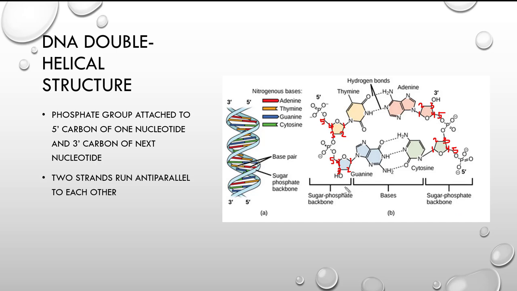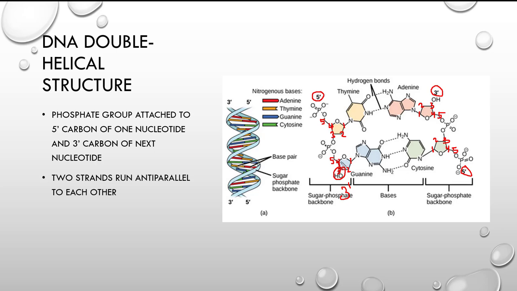Okay, so we call this end the 3' end, because this is where the third carbon is facing. Okay, and we call this end the 5' end, because this is where the 5-carbon end is facing. Okay, and it's running the opposite as this side. So notice the 5' end is facing this direction, the 3' end is facing this direction. So we call that anti-parallel. So the two strands are running anti-parallel to each other. Okay, so that is a little different, right?